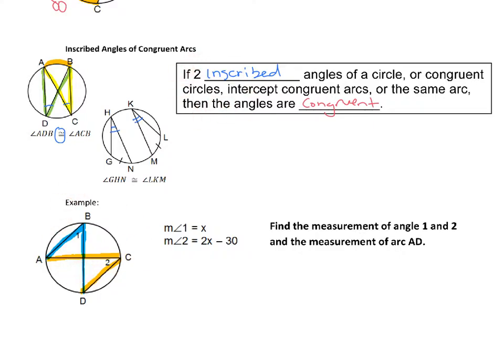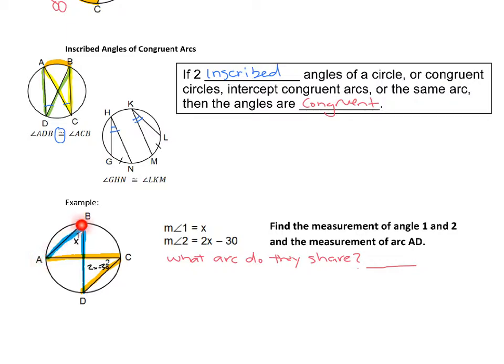Okay, so let us look at an example here. We are given that the measurement of angle 1 is x, and the measurement of angle 2 is 2x minus 30. The question states to find the measurement of angle 1 and angle 2 and find the measurement of arc AD. First thing we need to see is, do these angles intercept the same arc? Because that would give us a nice piece of information that they're congruent to each other. If that's true, then what arc is it that they actually share?